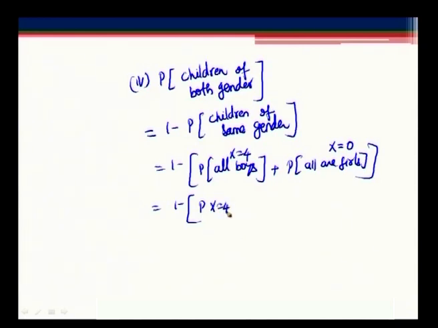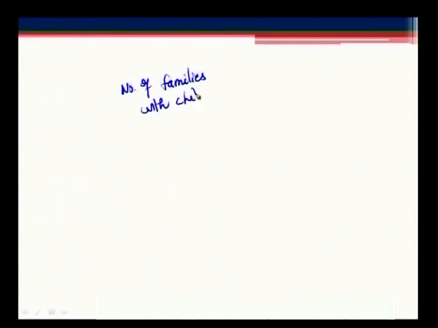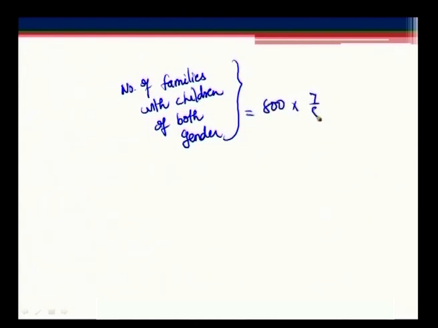P of x equals 4 plus P of x equals 0 equals 1 minus 4C4 (1/2)^4 plus 4C0 (1/2)^4, and this answer comes to be equal to 7 by 8. So, number of families with children of both gender is equal to 800 into 7 by 8, which is equal to 700.